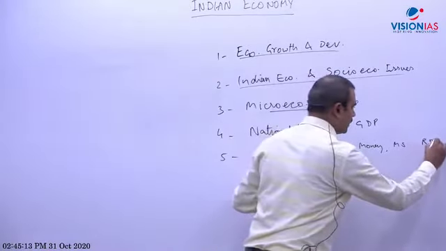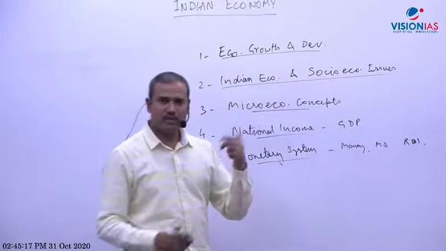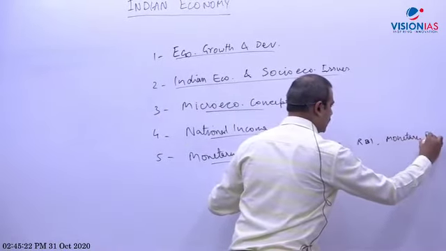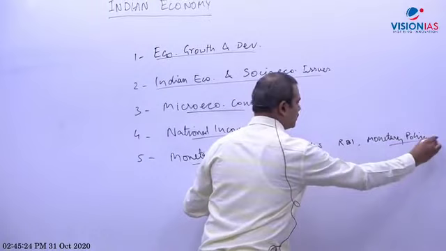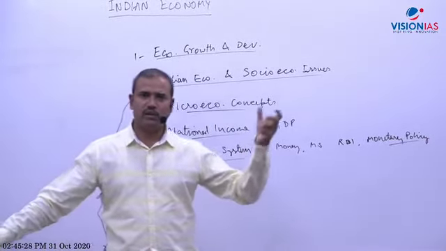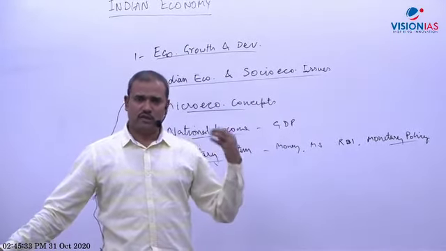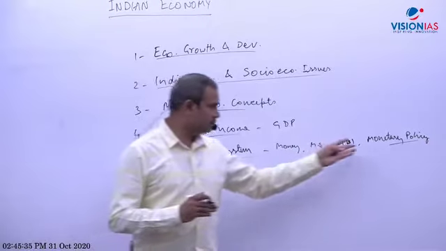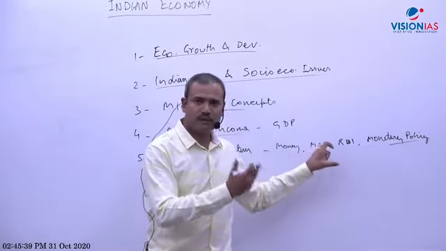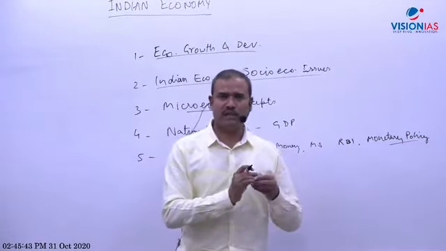RBI. Then I will discuss the Reserve Bank of India, functions of RBI, and related to that is monetary policy. Like what is monetary policy, and instruments of monetary policy like CRR, SLR, repo rate, reverse repo rate, etc. And monetary policy reforms also. So various reforms were initiated. So first basics: money supply, money multiplier, RBI, then monetary policy, and after that some reforms in monetary policy.